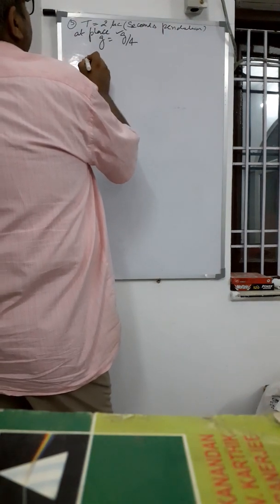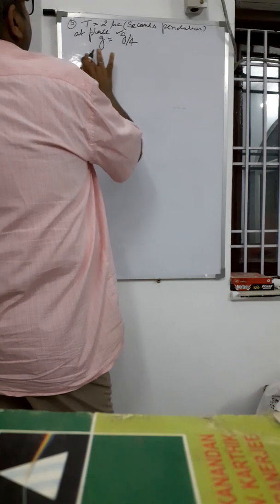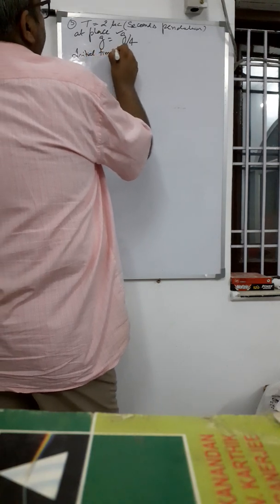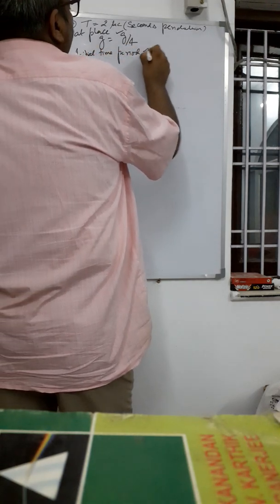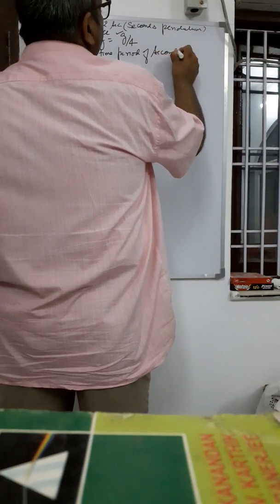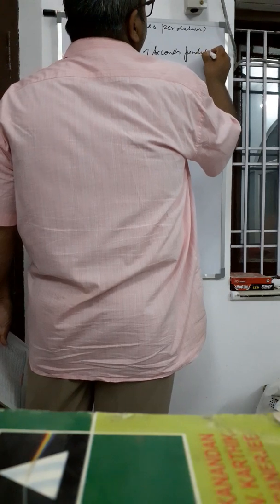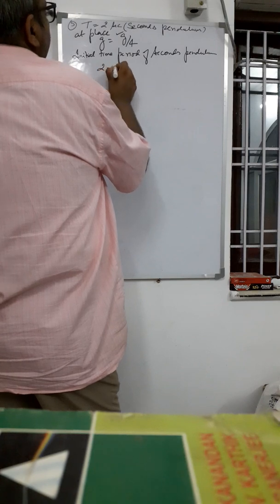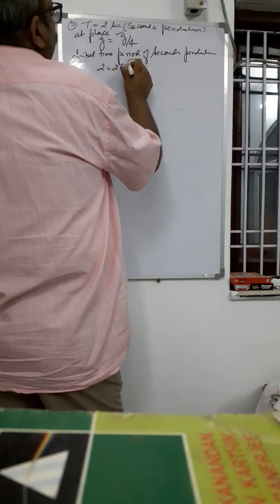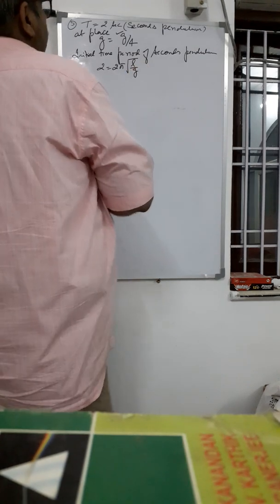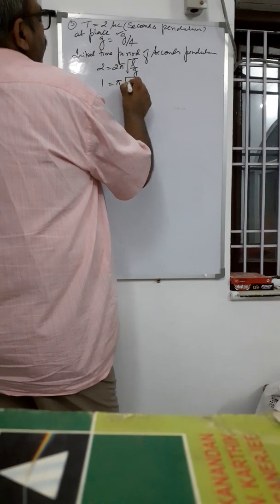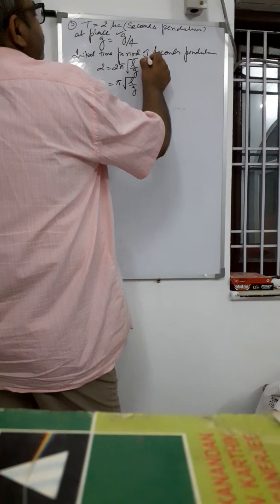Initial time period T is equal to, we write here, initial time period of the seconds pendulum. They have given T as 2 seconds. T is equal to 2 pi under root L upon g. We can divide by 2 here, it will become 1 is equal to pi under root L upon g. First case.